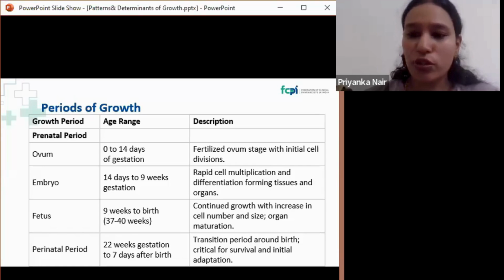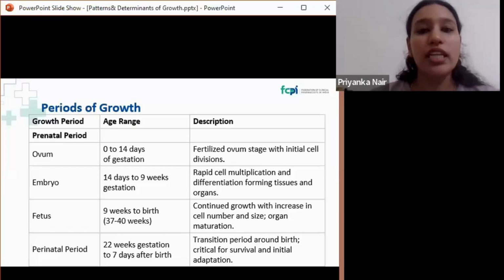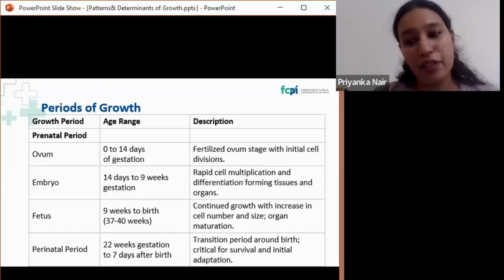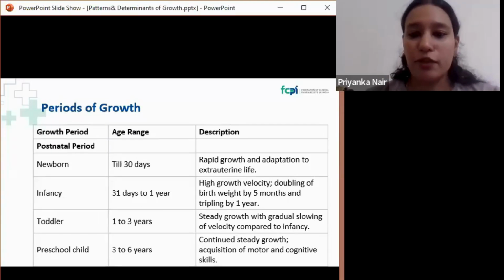Here, it continues growth with increase in cell number and size, and there is organ maturation that takes place all through the gestational period. Then there is a perinatal period, which is a combination of prenatal and postnatal period. That is from the 22nd week of gestation to 7 days after birth. This is the period that is very crucial for survival and initial adaptation. Now, in the postnatal period, till 30 days, this child is called a newborn. There is rapid growth and adaptation to extrauterine life.